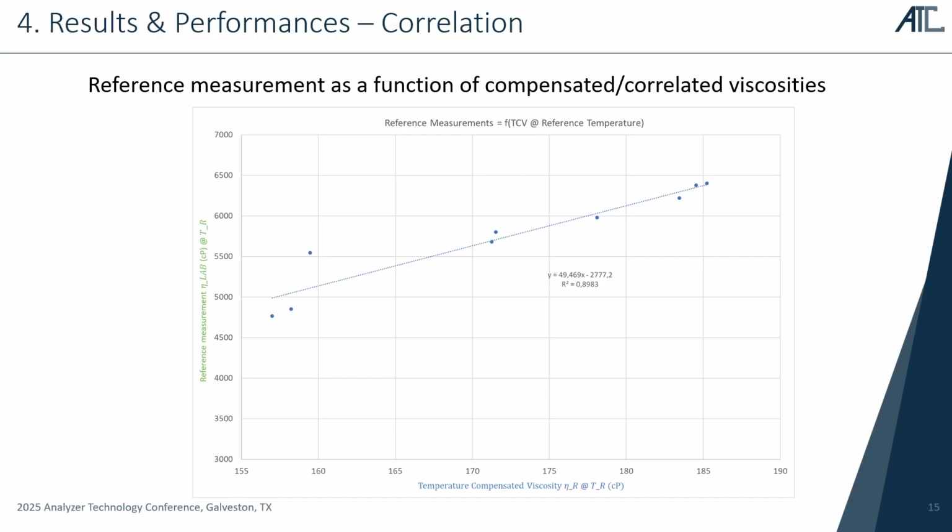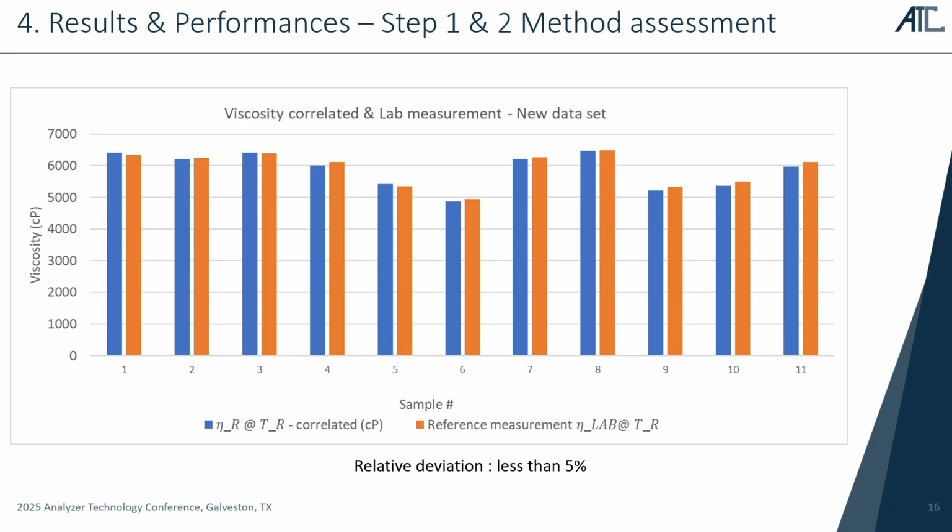We use this model with new batches, new data sets, and we can see the results here on this graph. We are comparing lab measurements made under lab conditions to the correlated measurements using our solution, which is the first step, TCV, and then correlation. We can see that now we can directly compare inline measurements to the lab measurements. We have a relative deviation that is less than 5%, and this solution really provides fantastic results.